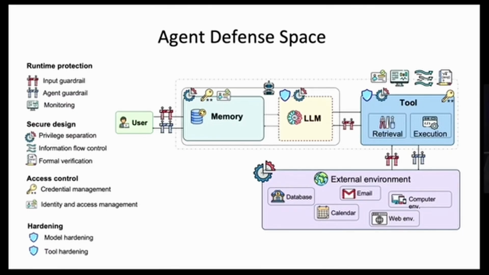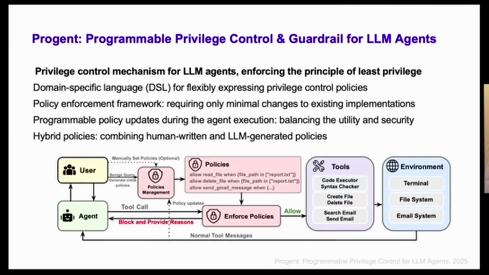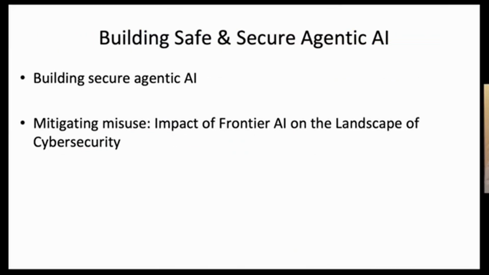Overall, I list at a high level that we need to develop different types of runtime protection, different secure design methodologies, better access control, and also hardening at different levels of the systems. Again, given the interest of time, I won't be able to go into the details here. We have an overview paper coming out soon that goes into detail on this. Here I just want to briefly mention, as one example of some of our recent work, a project which is a programmable privilege control and guardrail solution for agents that can automatically generate security policies to help protect agents in different settings. I also wanted to mention that we have another session specifically on safe and secure agentic AI on the frontier stage in the afternoon as well.